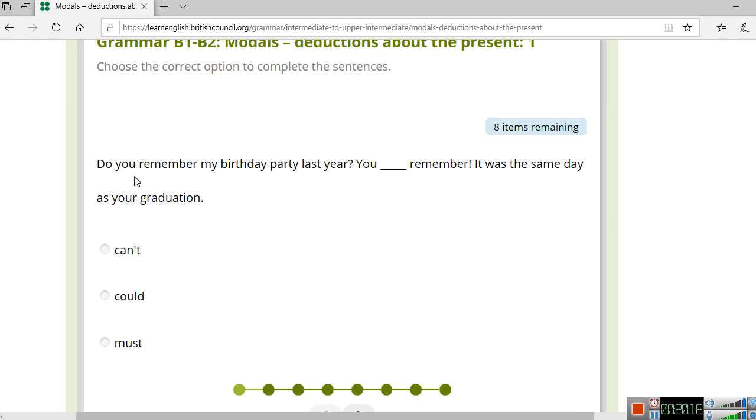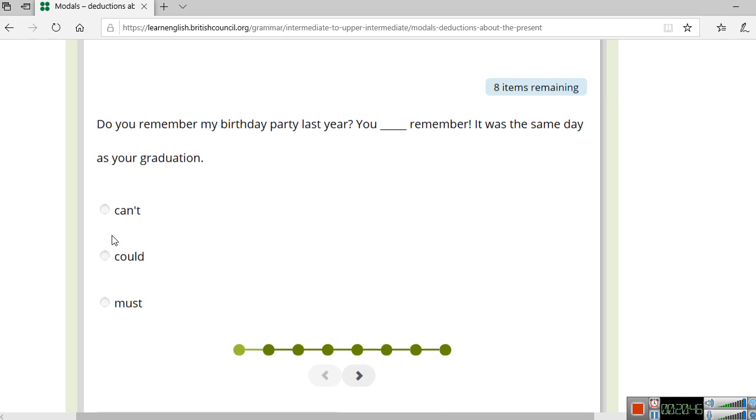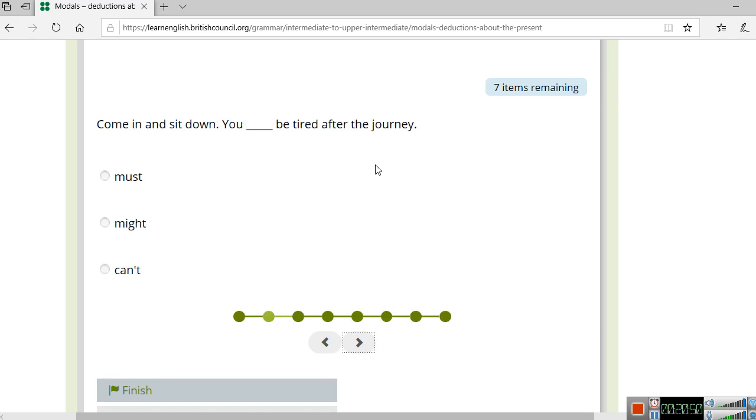So I think maybe it's must. Okay, let's look at that. Do you remember my birthday party last year? You must remember. It was the same day as your graduation. So why do you think it's must? Are we talking about a 100% certainty? Yeah, because how don't remember that if it was the same day of your graduation, right? So this is a cause why they must remember the birthday party. All right, very well. That's a good explanation. Thank you very much for that, Stephanie.